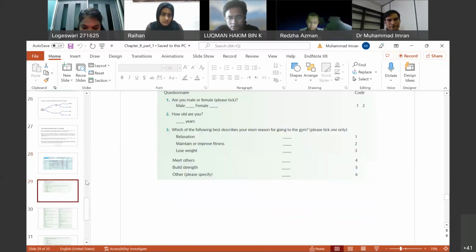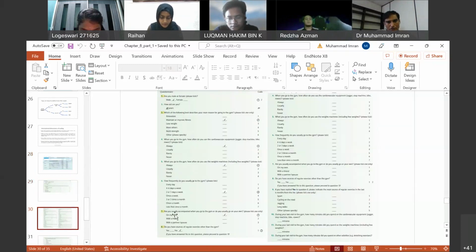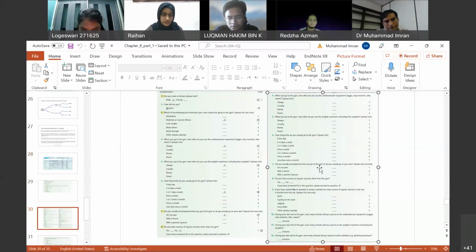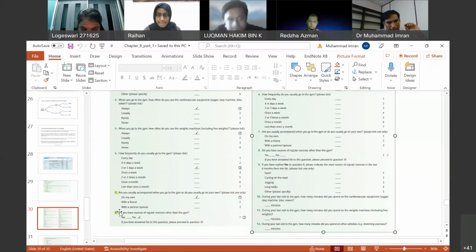Here we want to see dichotomous number 1. See here, this is dichotomous because there are only two categories, male and female. Got it? Another dichotomous we can also see here, yes and no. Do you have a source of regular exercise other than the gym? It gives the options yes and no. Only two categories.